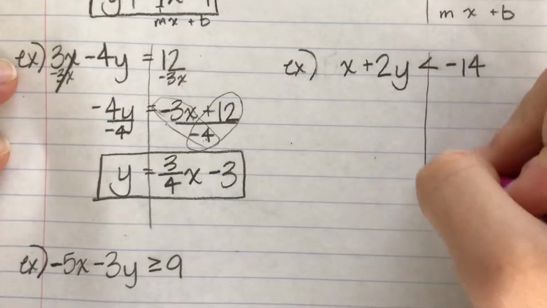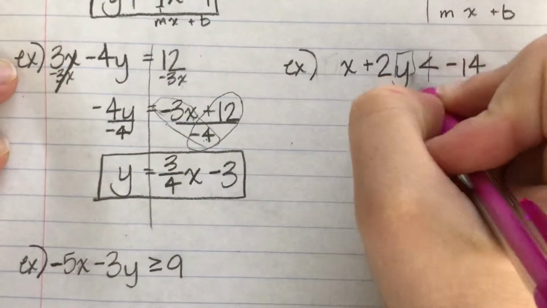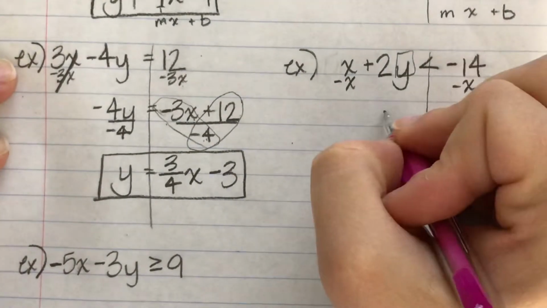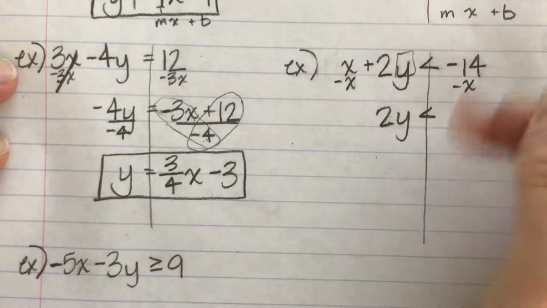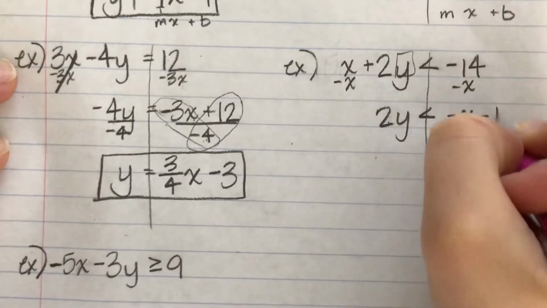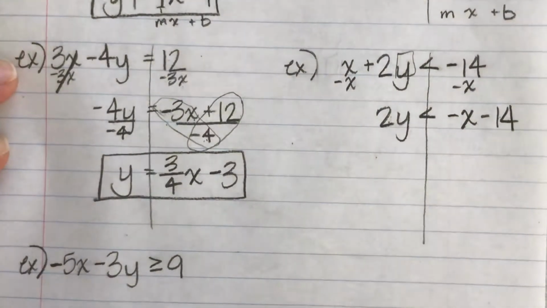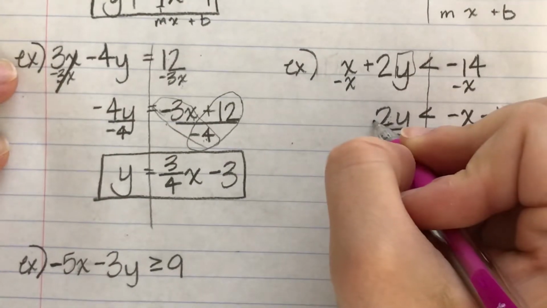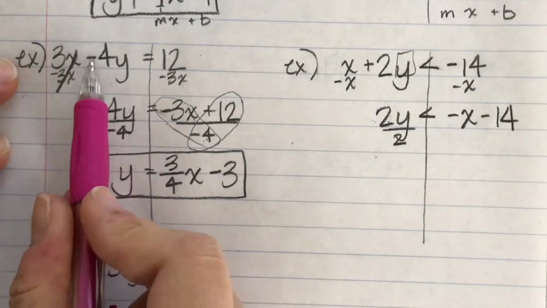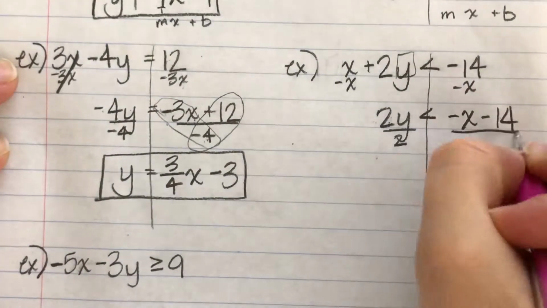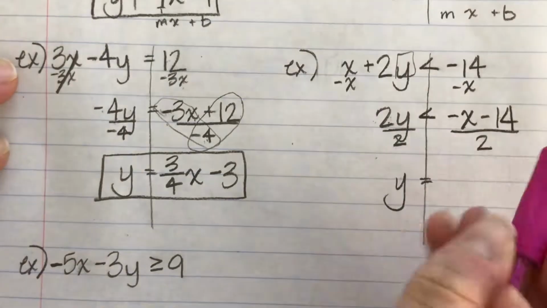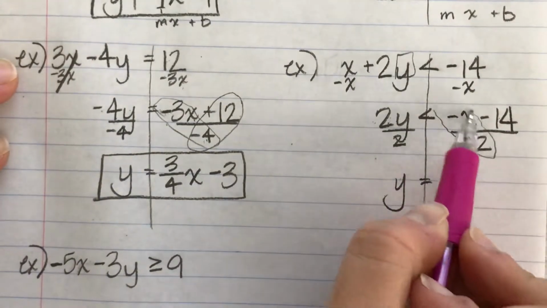I can do the same exact steps. So if I'm isolating y, I'm going to subtract x first. So I'm left with 2y is less than negative x minus 14. Then I'm going to divide by 2. Notice if it's a positive, I don't have to write it. Really, I just need to be careful about those negatives. When I divide by 2 here, I end up with negative x divided by 2.